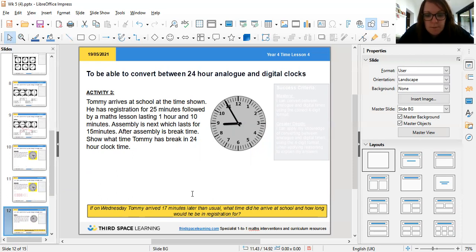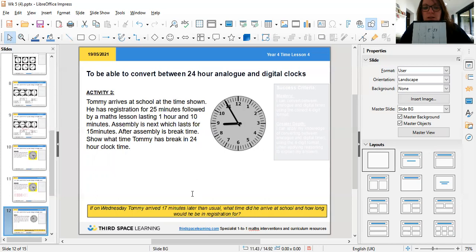So pause. So first of all, we need to find the time. So the time shown is 5 to 9. The best way to do it is to write it down as digital. 8:55. He has registration for 25 minutes, so I need to do 25 minutes on to 8:55. Okay, so then do that in your heads.